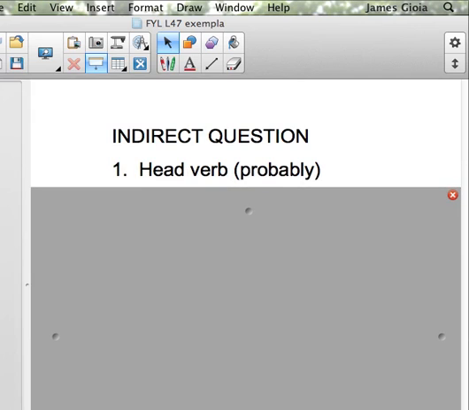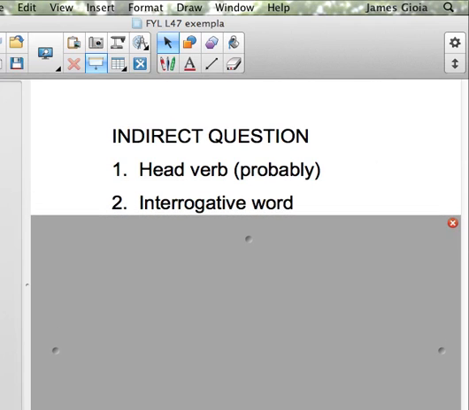So how do I spot indirect questions? They will start most of the time with some sort of head verb. Okay, some sort of thinking, seeing, asking, knowing. Something you do with your head. Remember, you ask questions with your head. At least that's the most effective way to do it. Next thing you will find is an interrogative word. There are a ton of possibilities here.